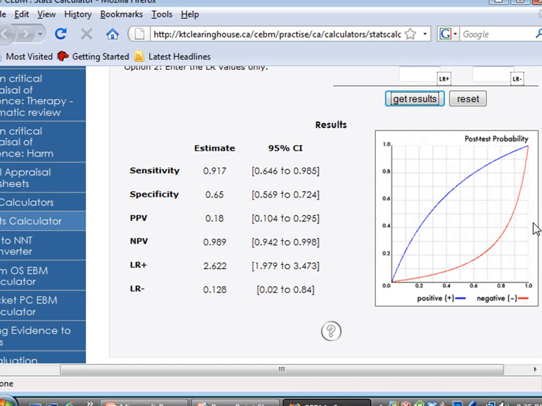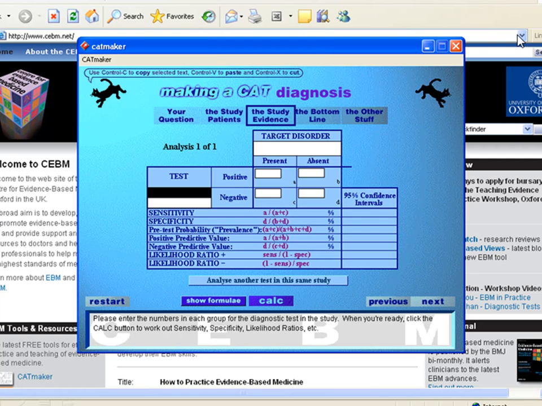Simply put, you can take any study where you know the true and false positives and the true and false negatives, plug these into the appropriate fields in the 2x2 table in the calculator, and all the rest is done for you automatically. Another option is a calculator available on the Center for Evidence-Based Medicine site called the Clinical Appraisal Tool, or CAT. The CAT offers the same features and even more options.